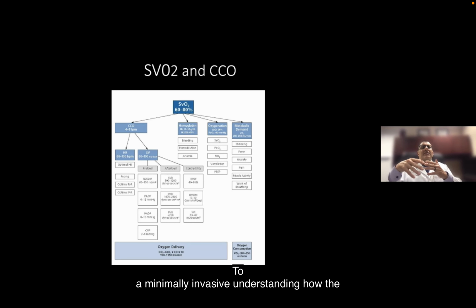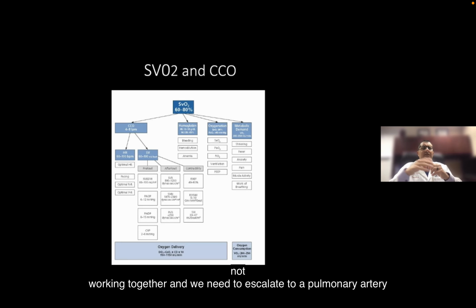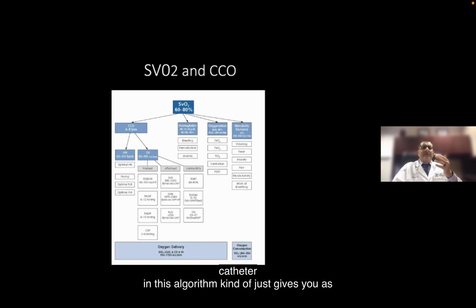To minimally invasive, understanding how the dynamics work, and we understand that the left side and the right side are coherent or not working together, and we need to escalate to a pulmonary artery catheter. And this algorithm gives you, as you look at it, the ability to change your consumption and your perfusion, and look at it.